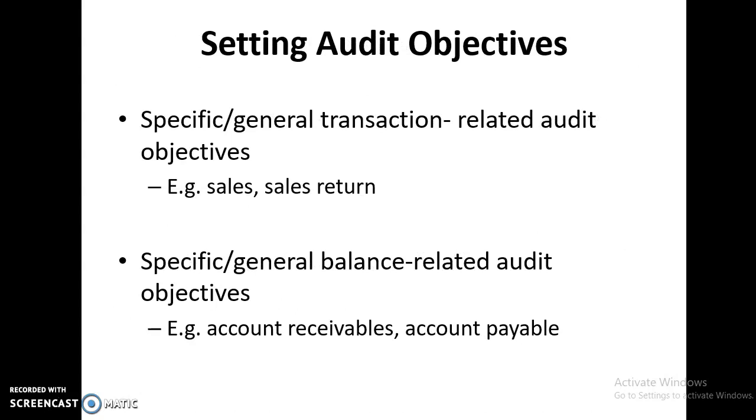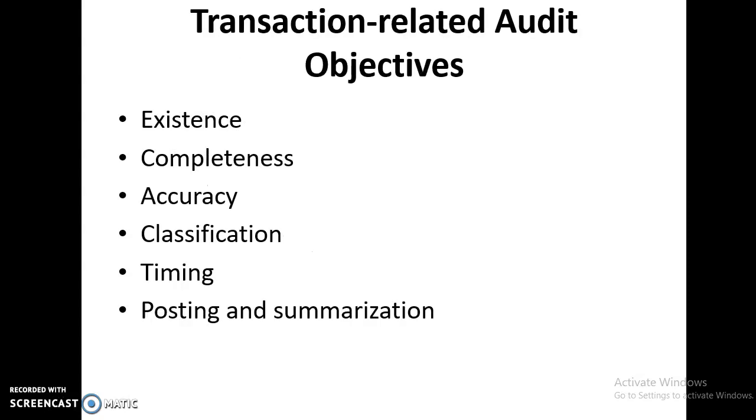Okay, who needs to set the audit objectives? Of course, in an audit firm, for instance, the senior manager or the assistant manager will discuss with the seniors or the assistants, as well as the juniors, what audit objectives we want to use. There are two types: specific or general transaction-related audit objectives, for example sales or sales returns, or specific or general balance-related audit objectives, which could be accounts receivable or accounts payable.